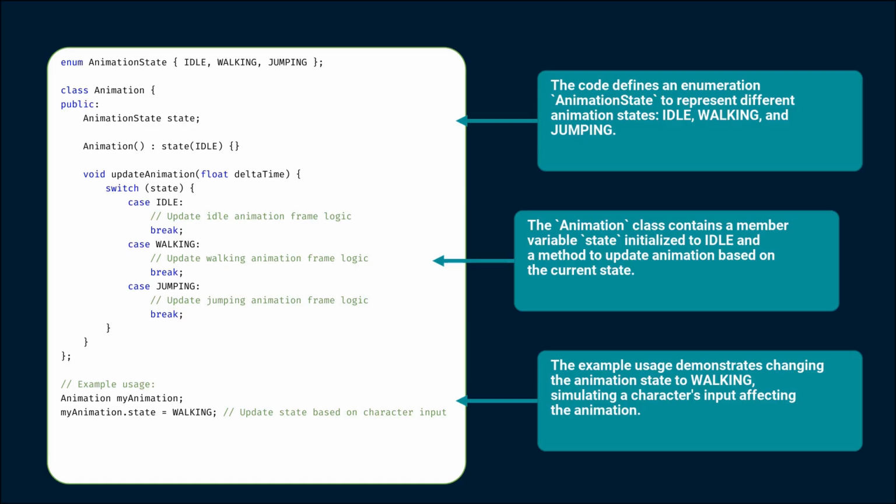systematic way. Next, we create the animation class, which will take charge of the character's current state and oversee how animations are updated based on that state. When we initialize this class, we set the default state to idle. Now, within the class, the update animation method becomes key.